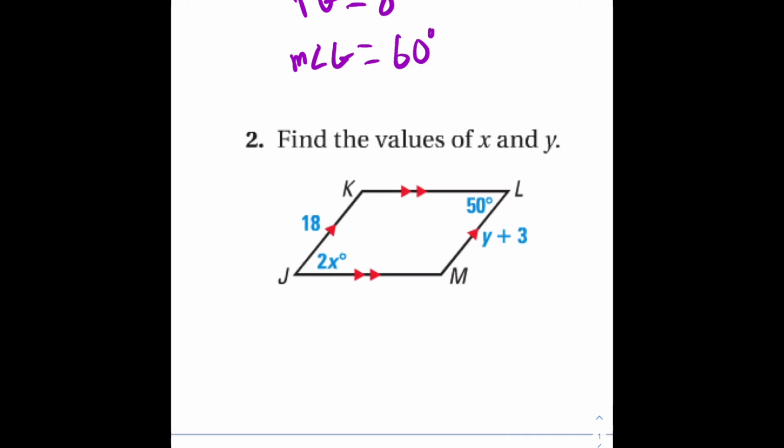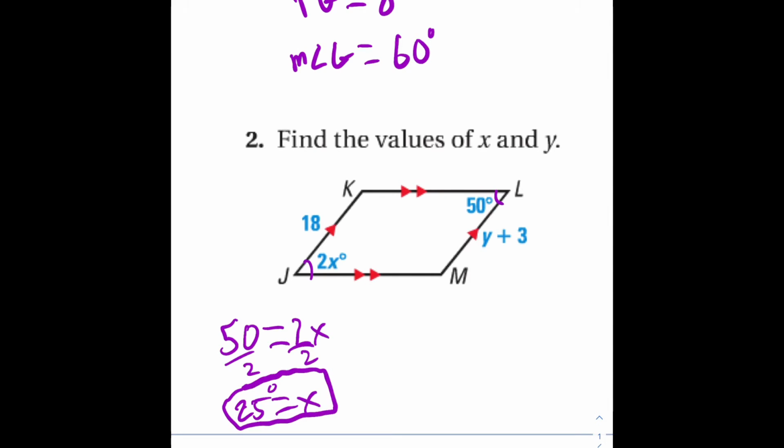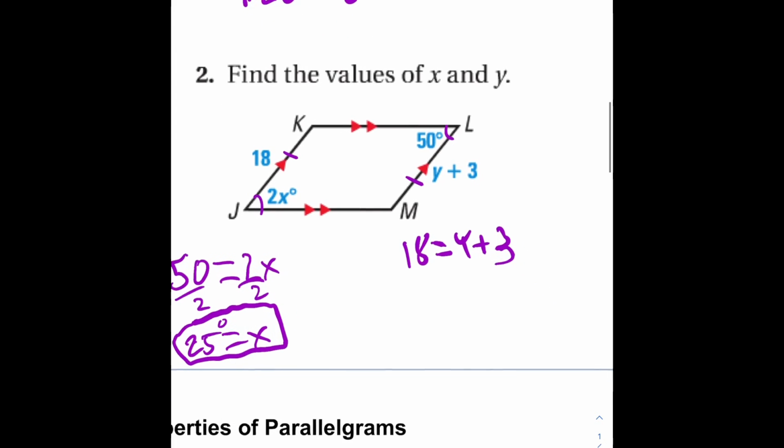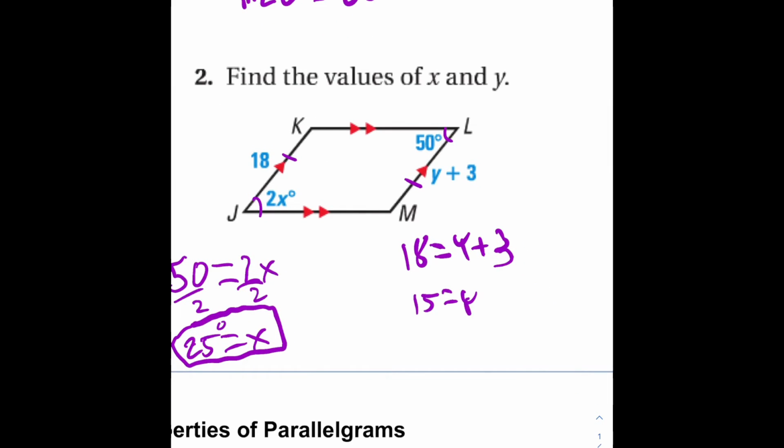This one's a little bit trickier. If I'm looking for X, okay, I know that angle J and angle L are congruent, so now I just have to set them equal to each other. So X in this case is going to equal 25 degrees. And then kind of similarly, I know that KJ and LM are congruent, so I'm going to set them equal to each other. And if I subtract 3, I get 15.